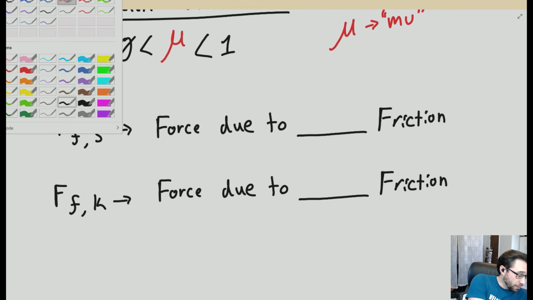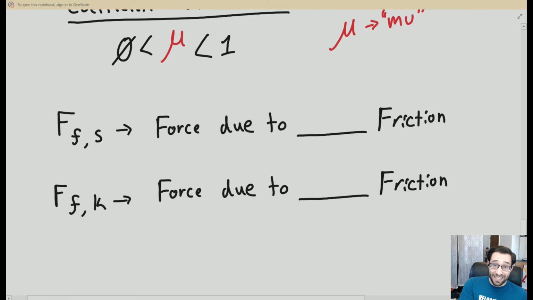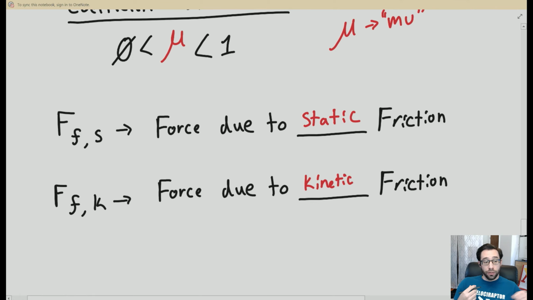So the S represents static or stationary. That's what static means, not electricity. So the force due to static friction, or stationary friction, or friction at rest. And then this one would be kinetic friction. You spelled kinetic wrong. Friction due to movement. Cool.